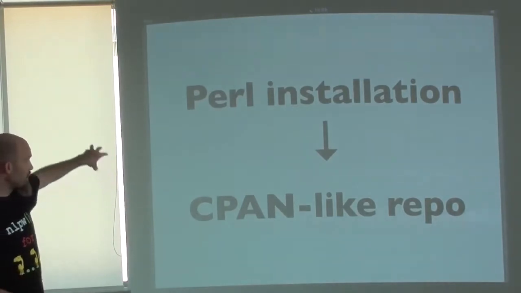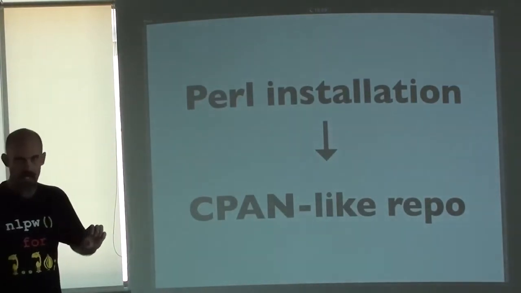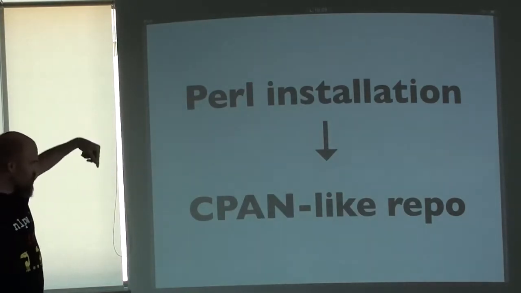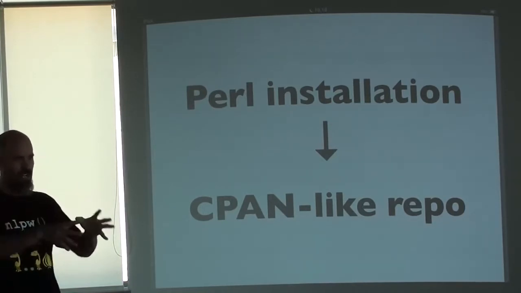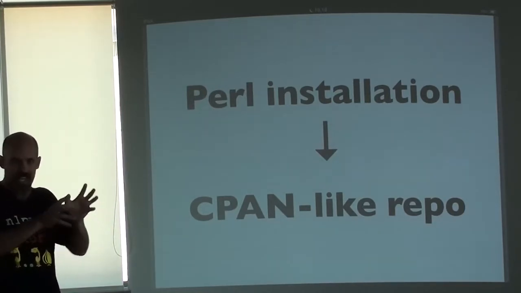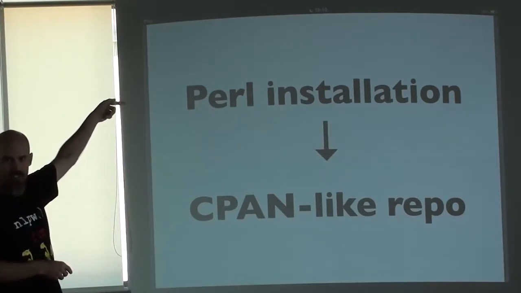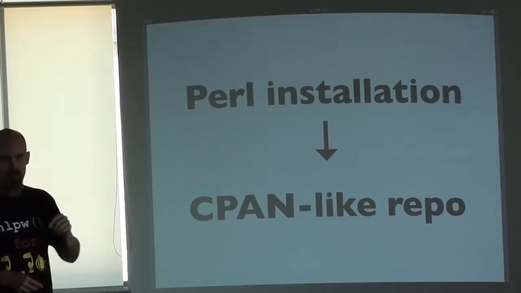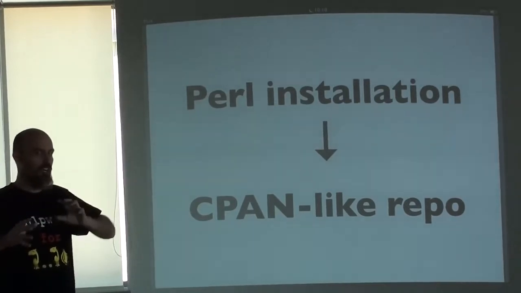So what I want to do is look at that installation, whatever you've done. I don't care what it is. I want to get all the edge cases. I want to look at all that information, and I want to turn that into a CPAN-like repository that if you point CPAN-M or whatever your favorite CPAN tool is at that repository, it will install the thing I started with. That's my goal. Now, I don't know how quick I'm going to get there. This might be harder than Perl 6. I don't know.